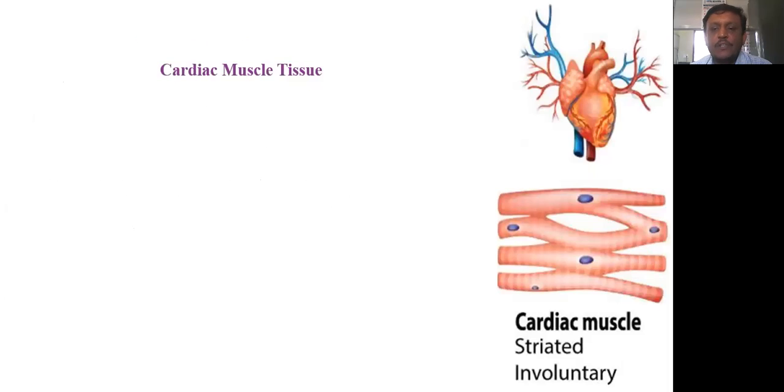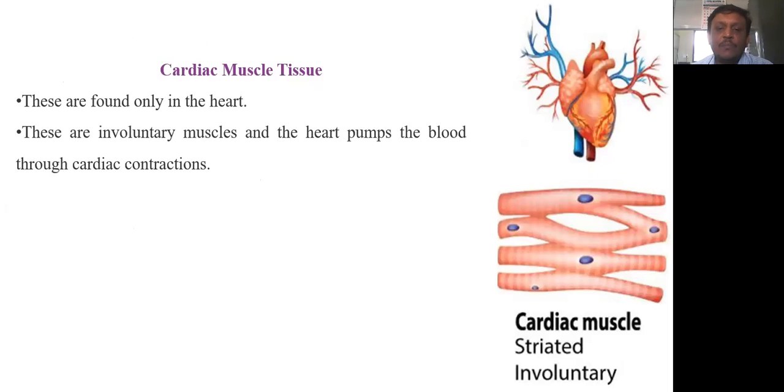Then the third type of muscle tissue is cardiac muscle tissue. The name itself indicates cardiac, meaning related to the heart. These muscles are present in the wall of the heart. They are found only in the heart, and they are involuntary muscles. The heart pumps the blood through cardiac contraction. Right from our birth up to our death, the heart ceaselessly, continuously pumps the blood through a closed system of vessels. This pumping is due to contraction and relaxation of cardiac muscles. These are involuntary muscles, but they are striated muscles.